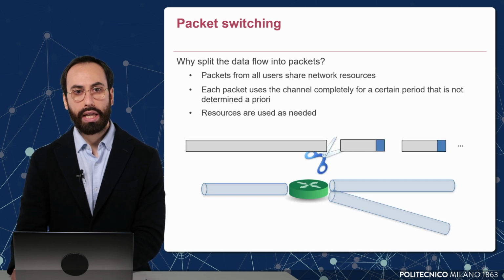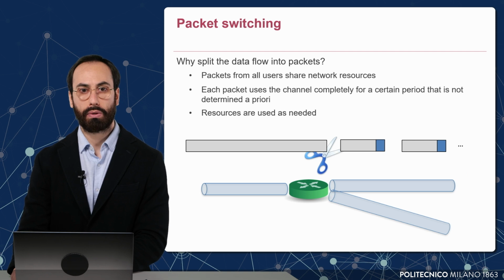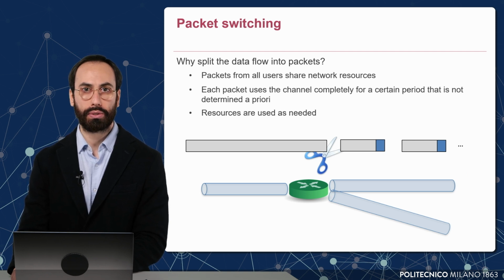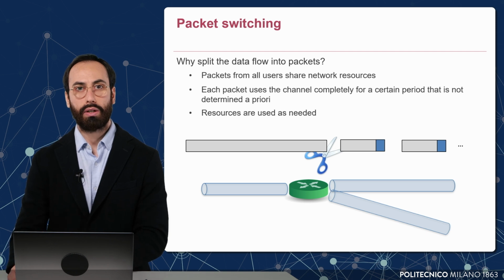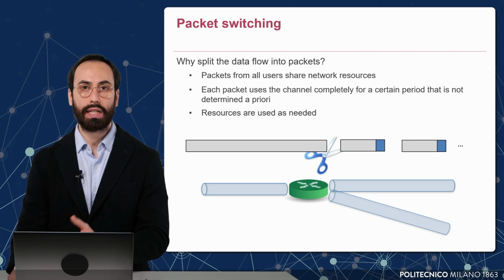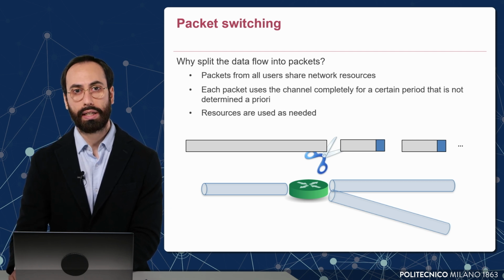Well, why do we split the data flow into packets? So first of all, packets from all users can share the same network resources. So here we don't have to slice the network resources, so we can use the entire capacity of the network. Each packet uses the channel completely for a certain period of time. And in this way, the resources are used only as needed, so when they are needed.